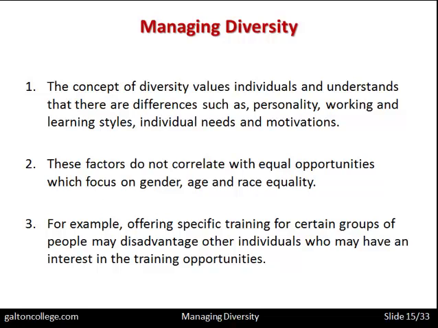So the managing diversity approach is recognizing the differences and using the differences constructively, whereas equal opportunities is the avoidance of overt discrimination simply on the basis of, say, gender or age or race.